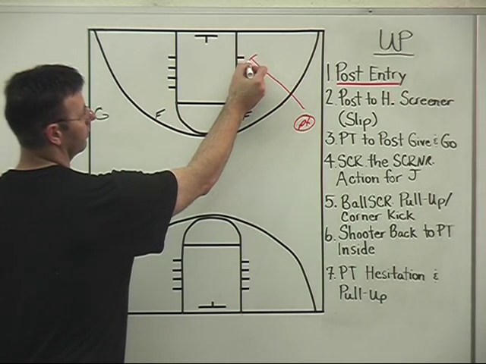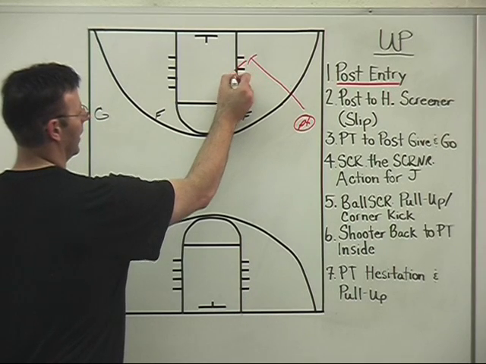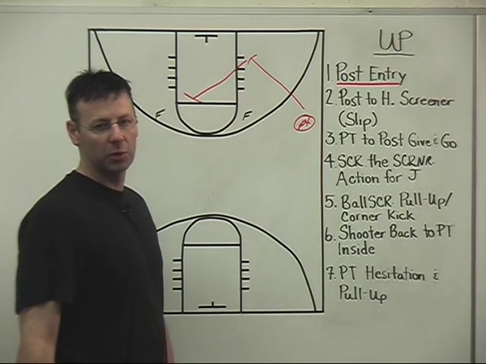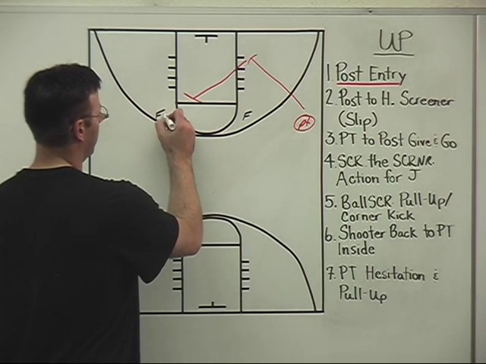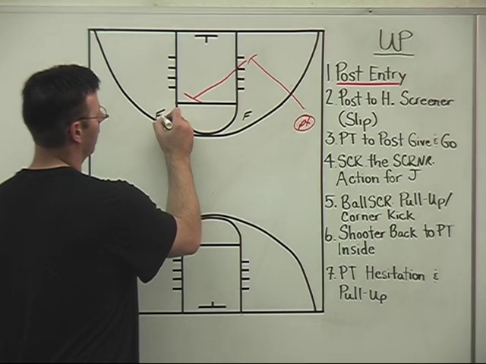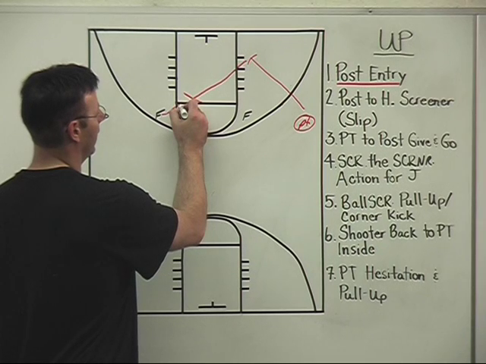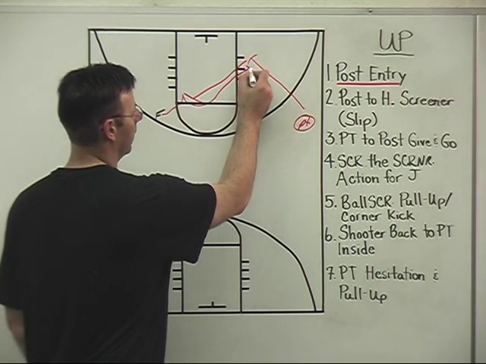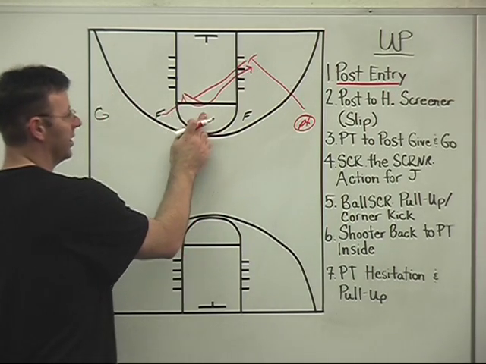Our cutter now turns into a diagonal up screener for the weak side post isolation. It's important that this person set up their cut. If they want to come high, they should set it up low, and vice versa. If they want to go low, they should set it up high.